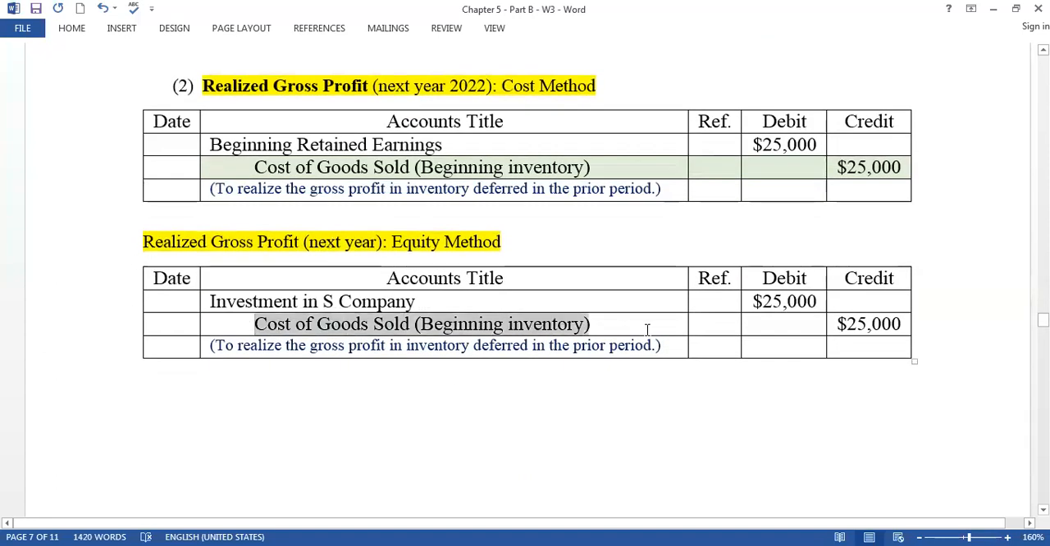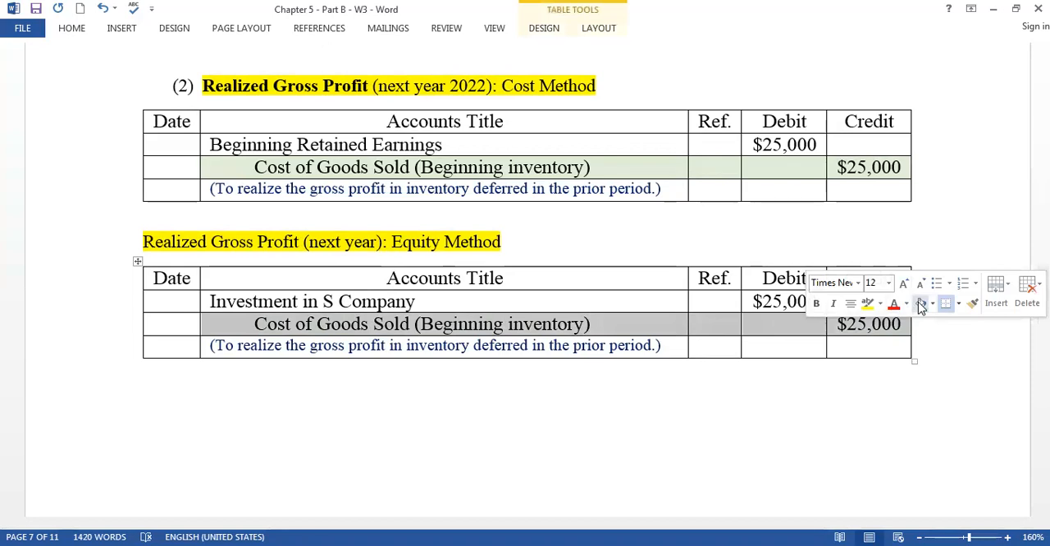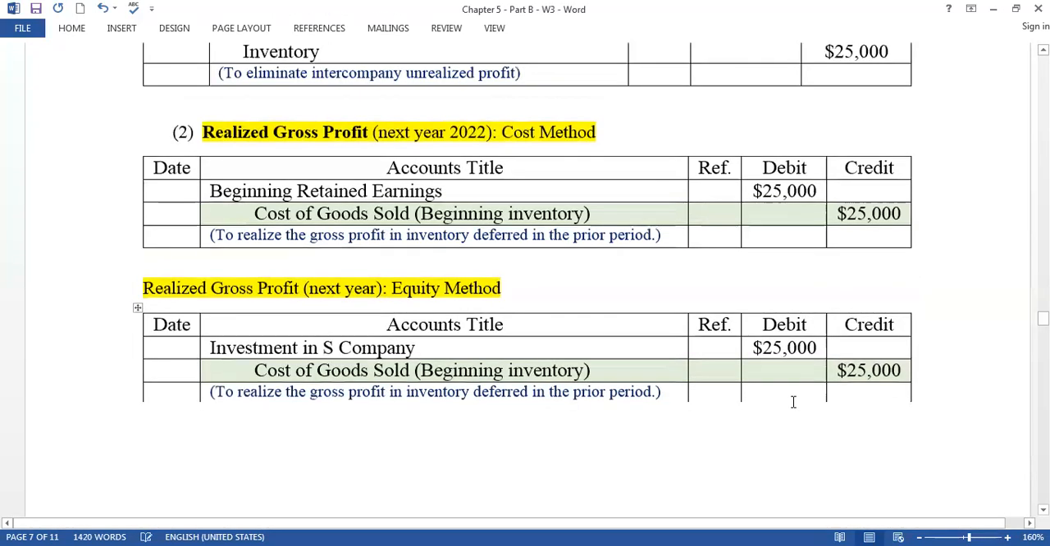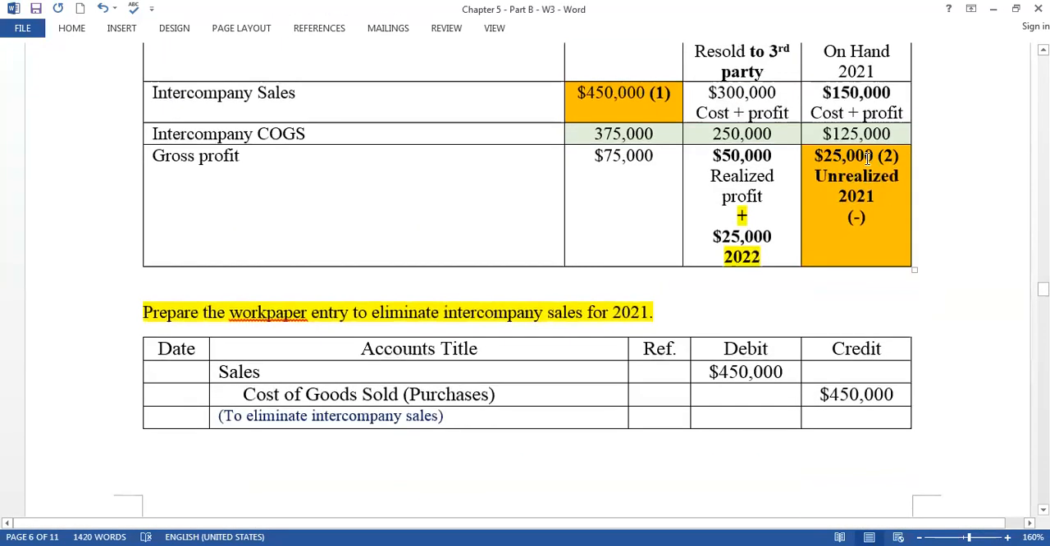So first we record cost of goods sold credit. Cost of goods sold credit means this $25,000. This $25,000 is added back, right? And added back means, if it is equity method, this money is going to add with your investment account, right? And if it is cost method, this money is going to add with your profit, then profit goes to retained earnings.